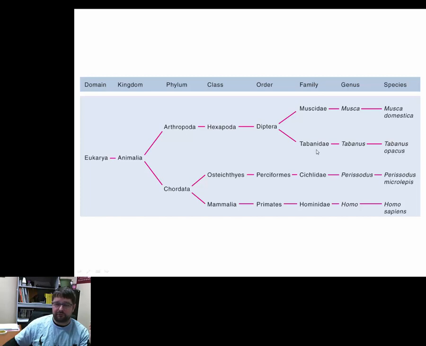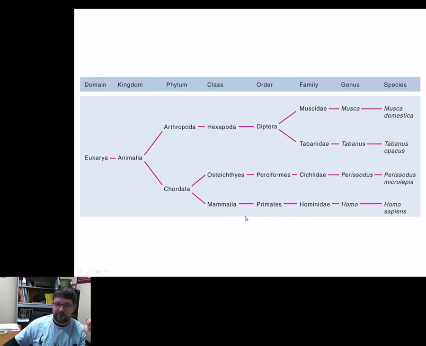You might have a couple different families, Muscidae, Tabanidae, and you might have the domesticata, or the Musca domestica, which would be your housefly, and the Tabanus, which is going to be a horsefly. So you can see how these are broken out.